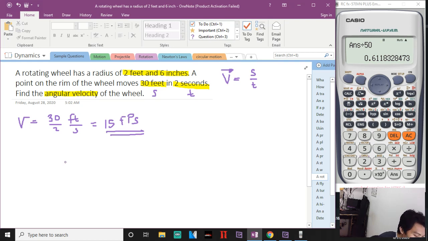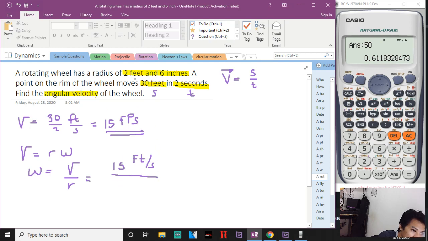Okay. You have the radius, yes. Angular velocity, di ba? Recall, V is equal to R times omega. And omega ang hinahanap, so this will be V divided by R. Okay? Pero yung R natin is 2 feet 6 inches. I-convert ko na lang. So, meron kang 15 feet per second divided by R. Ano ba yung R? That is 2 feet and 6 inches.